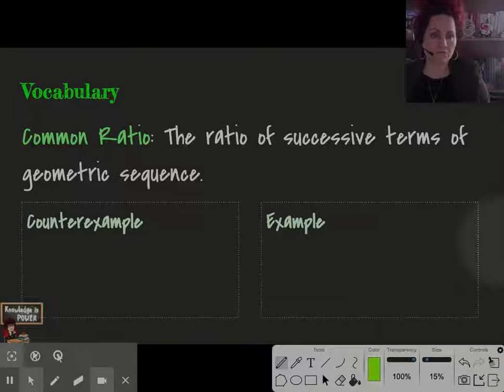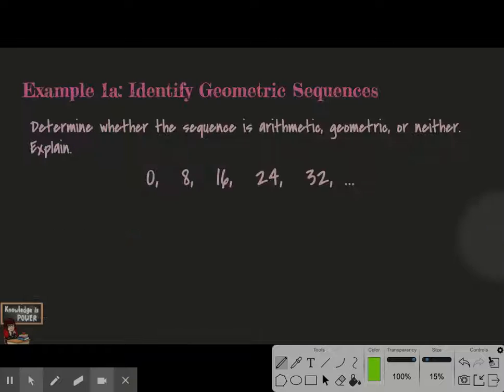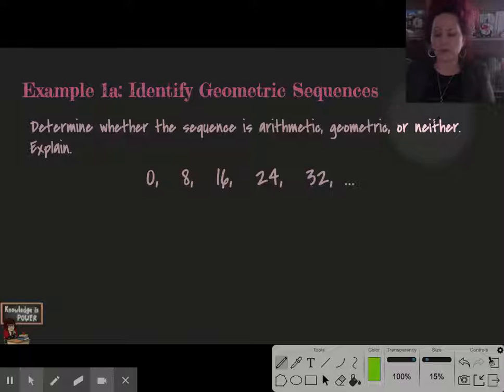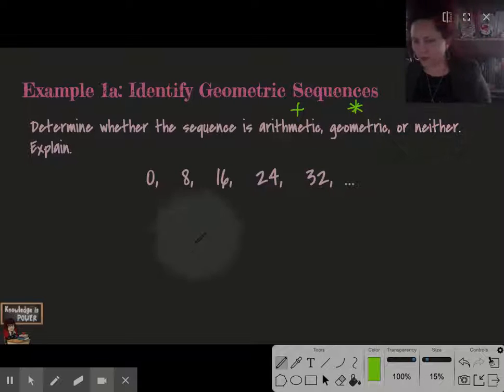Example 1. Determine whether the sequence is arithmetic, geometric, or neither, okay? An arithmetic sequence is one where you add the same thing every single time. Geometric is when we multiply by the same thing. And neither is neither. So let's look at the relationship here.